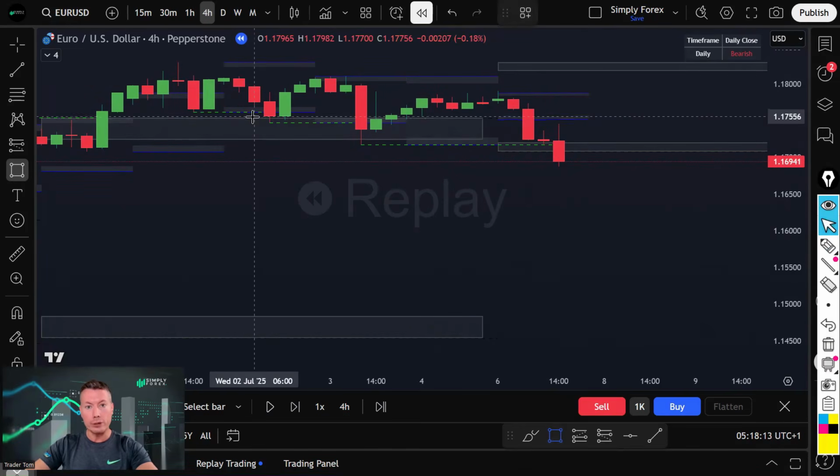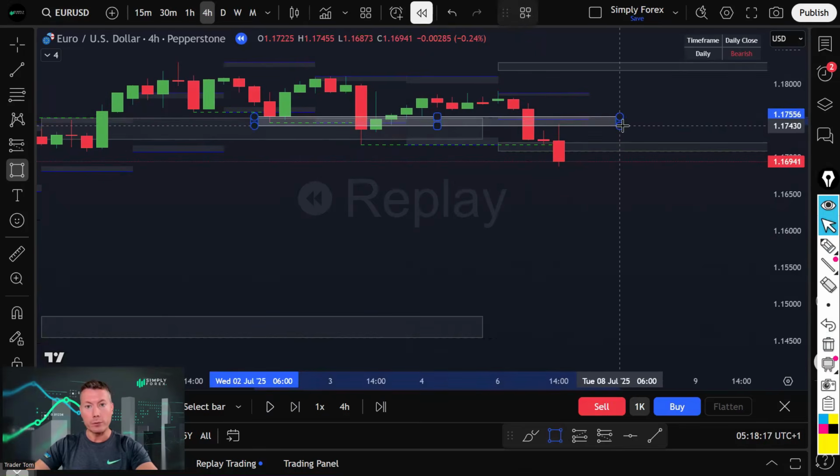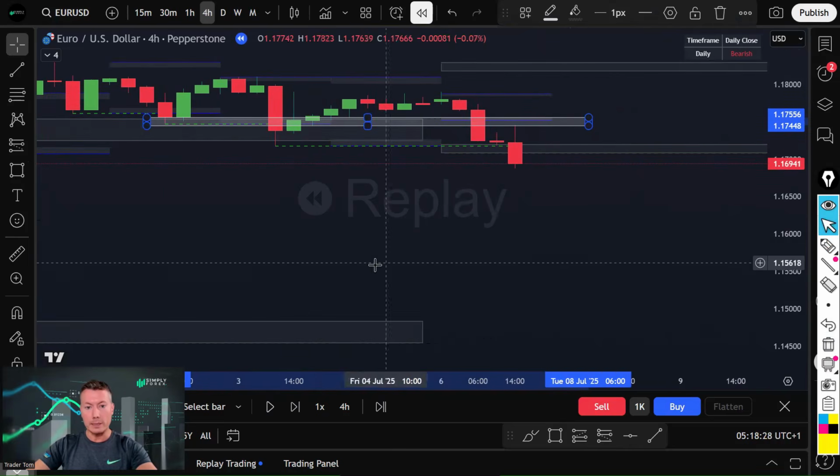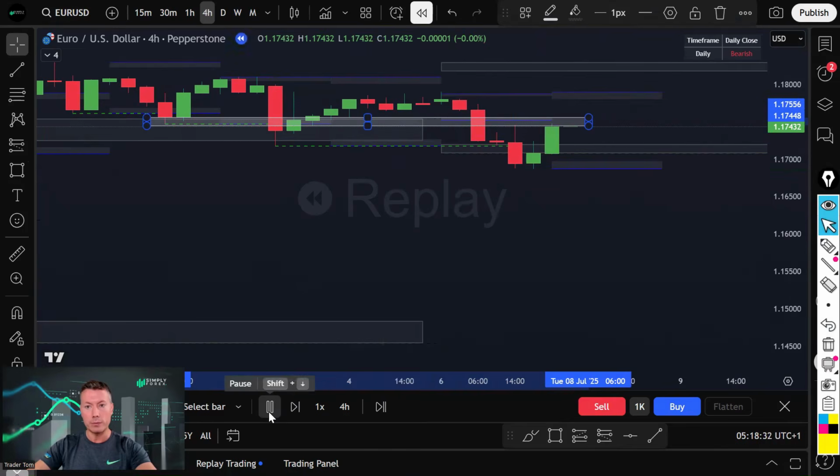But let me just add a grey support and resistance level through there. Okay, so you can clearly see we've got a really nice level that we can enter from now. Okay, so let's play this along and see if we get a reaction at that level.